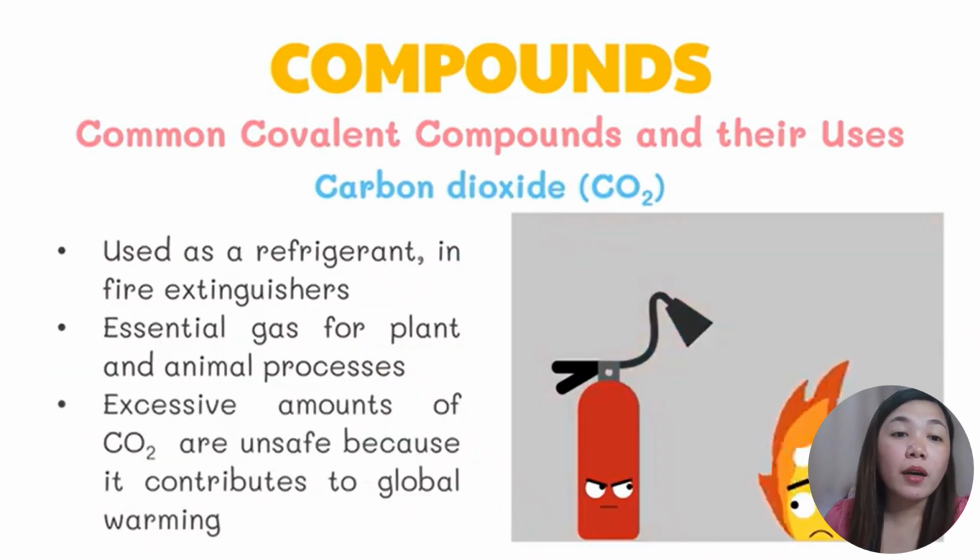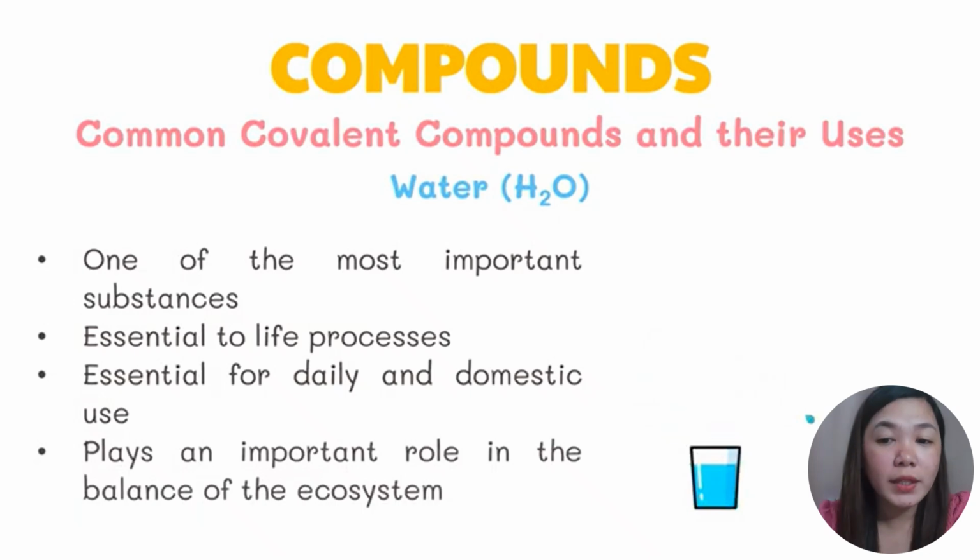Next example of our covalent compounds, commonly the carbon dioxide, or the CO2, used as a refrigerant in our fire extinguishers, essential gas for the plant and animal processes. Excessive amounts of CO2 are unsafe because it contributes to global warming. Water, or the H2O, one of the most important substances, very essential to the life processes, essential for daily and domestic uses, plays an important role in the balance of the ecosystem.